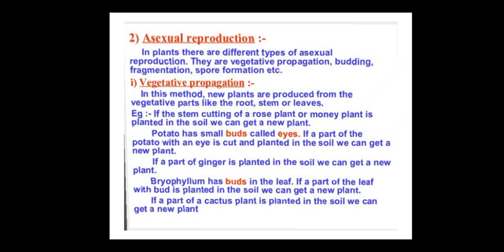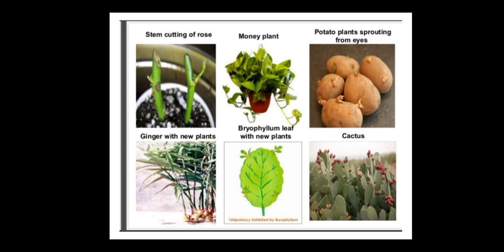So in vegetative propagation, if we put a potato in the soil, we can get a new potato. If we put ginger in the soil, then we can get a new ginger. If we put a part of a cactus in the soil, we can get a new cactus. Now you can see how the stem of the rose is cut and planted. You can see the money plant. You can see the eyes of a potato. Then you can see the cactus also. These are the different types of vegetative propagation.